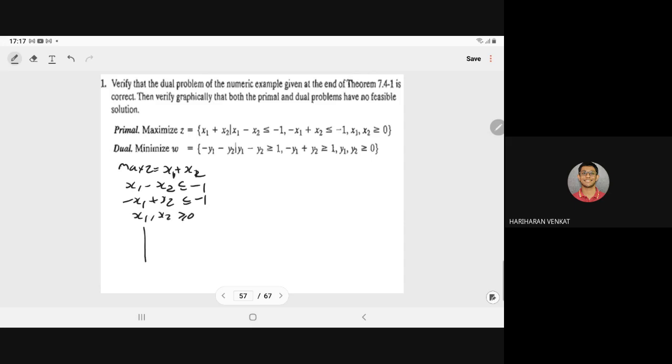So when you draw this graph, here the first constraint is x1 minus x2 is equal to -1. So when we take x1 is equal to 0, x2 will be 1. When we take x2 is equal to 0, x1 will be -1. So here we have the line x1 minus x2 is equal to -1. Let us draw the second line. When x1 is equal to 0, x2 is equal to -1, and when x2 is equal to 0, x1 is equal to +1.